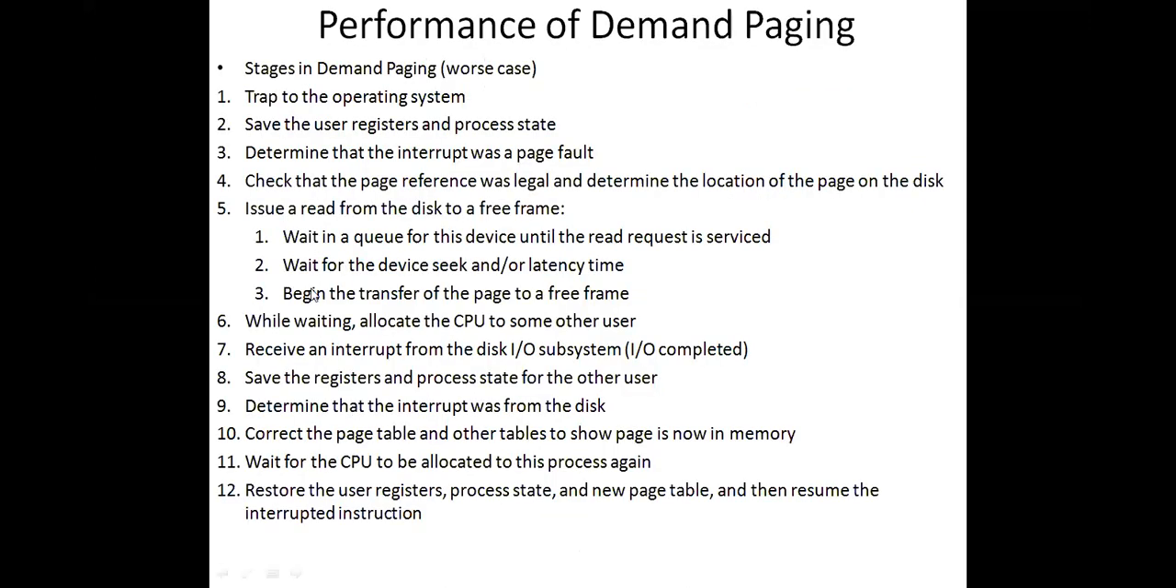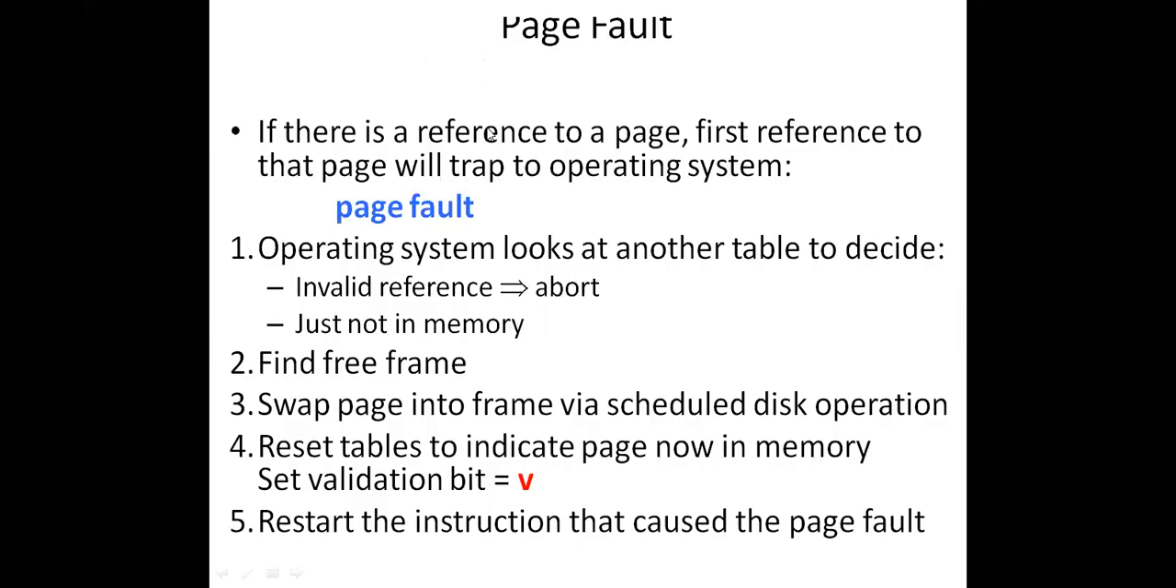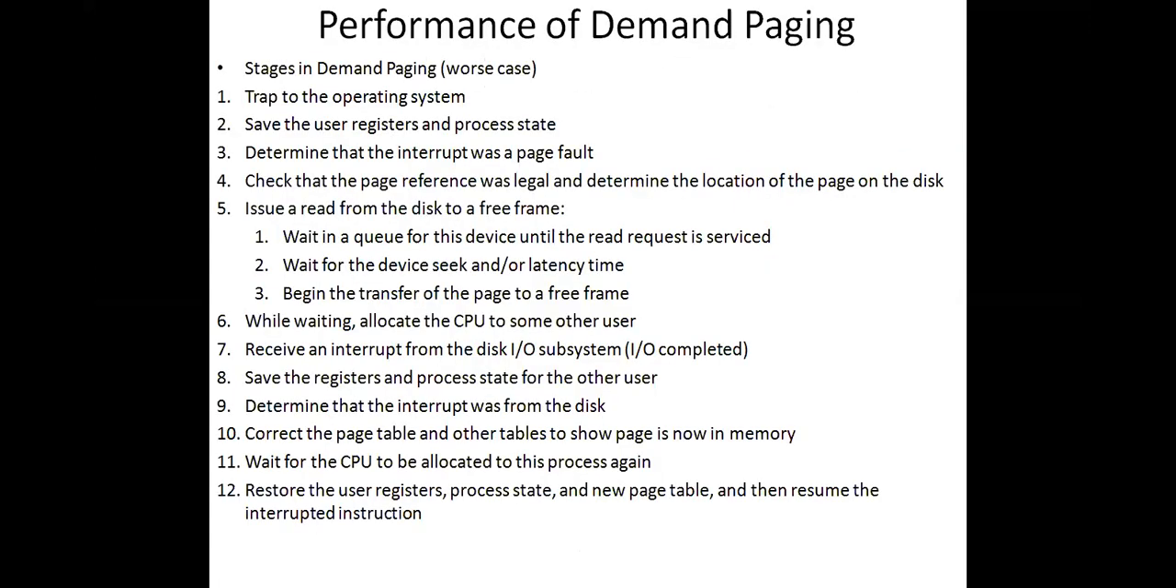The same steps. Trap to the operating system, and next save the user registers and process state. Why? Because the operating system is going to abort the process. Whenever there is an invalid reference, the operating system will abort. That means it will suspend the process until the page is available in the main memory. So whenever we want to suspend a process, as I told you earlier, we need to start from that particular moment onwards. That is the reason why we need to save the user registers as well as the process state, where we suspend the execution. We should not use the word stop, where we suspend the execution.